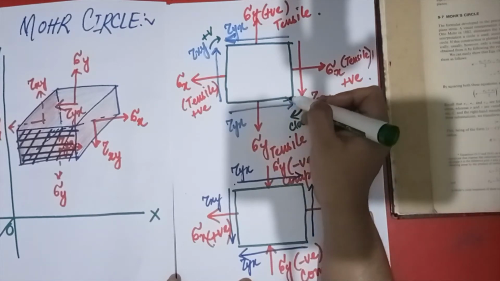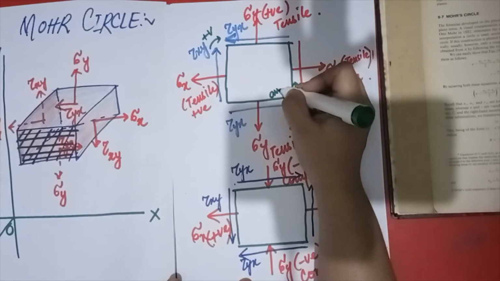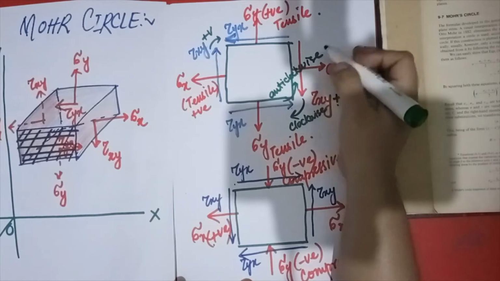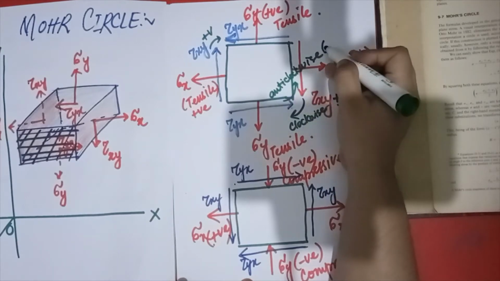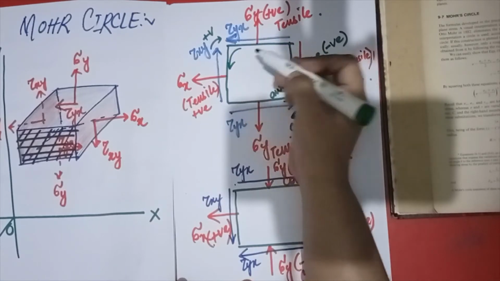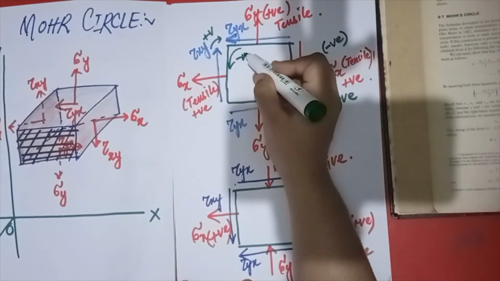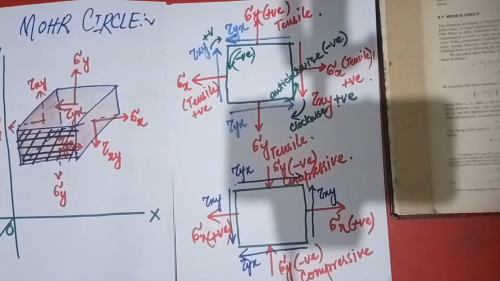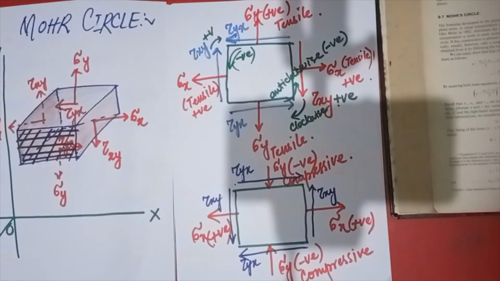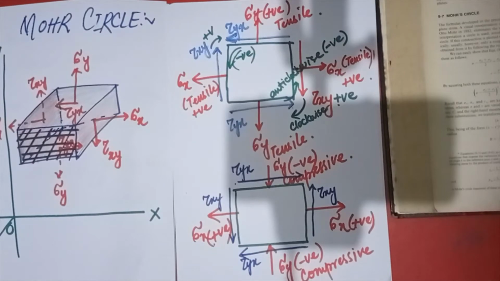The direction should be the rotation opposite to this clockwise, so it will be anti-clockwise. What does that mean? If it is anti-clockwise, tau yx is negative over here. And same, if you check, tau yx rotation will again be anti-clockwise, so it will also be negative. So this is all about how you can find out whether shear stress is positive or negative.